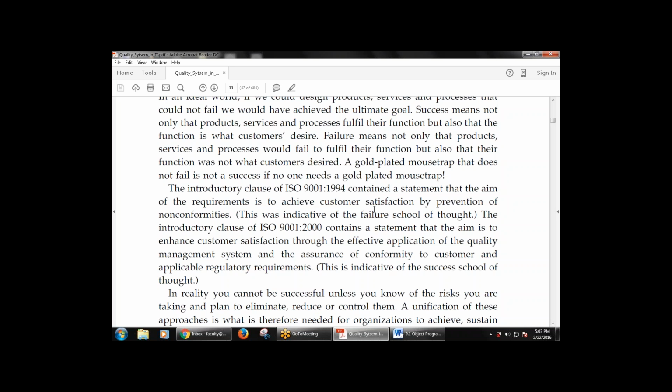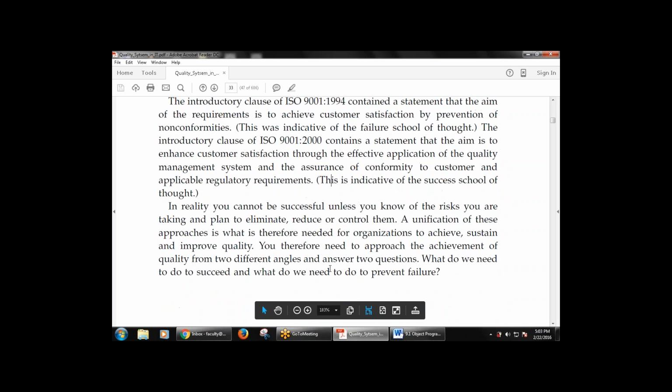That is ISO 9001:1994, which contains a statement that the aim is to enhance customer satisfaction through the effective application of the quality management system. There should be an effective quality management system, and there should be effective application of quality management regarding the regulatory requirements.